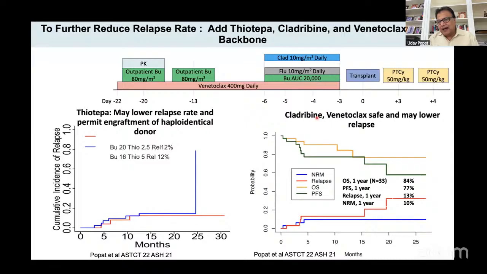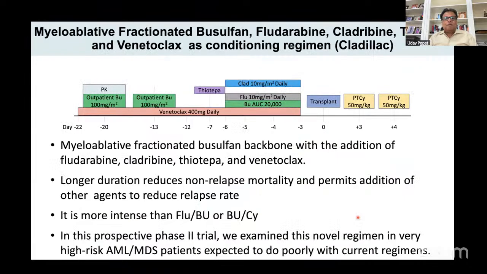Alternatively, you can add cladribine, which is a very effective drug in AML patients, and venetoclax more recently. And as you can see over here in this pilot study, we saw relapse rate go down to 13%. These are our average patients. So this then becomes our new fractionated regimen where you have these 5 drugs: fludarabine, busulfan, cladribine, thiotepa, and venetoclax.